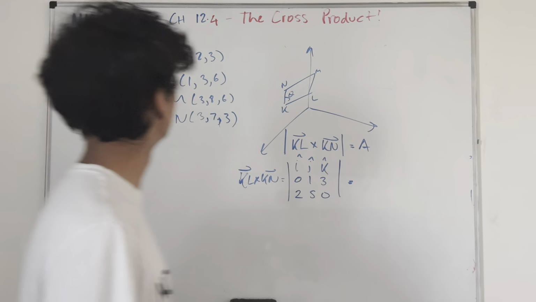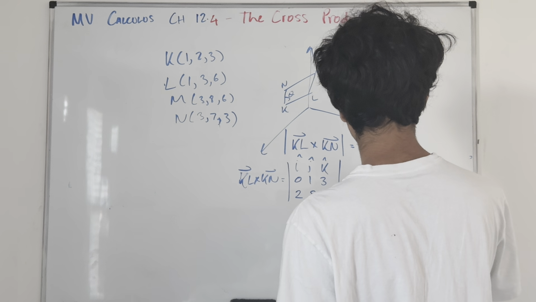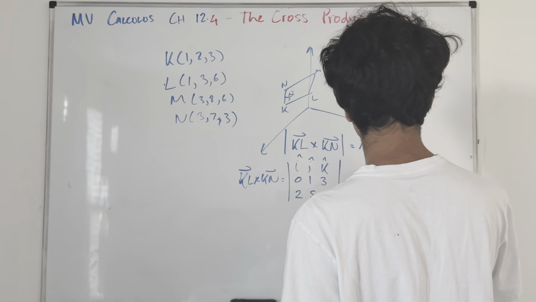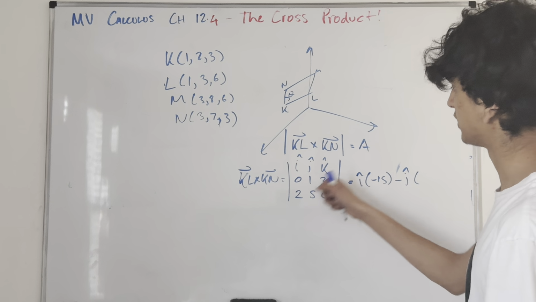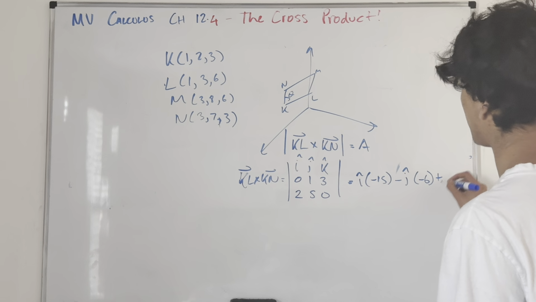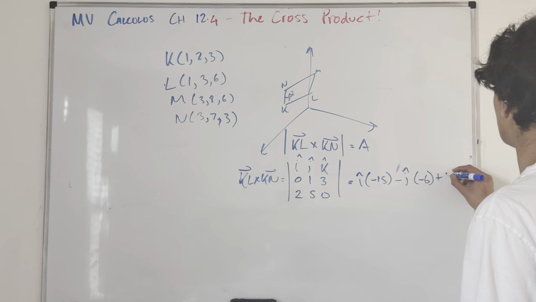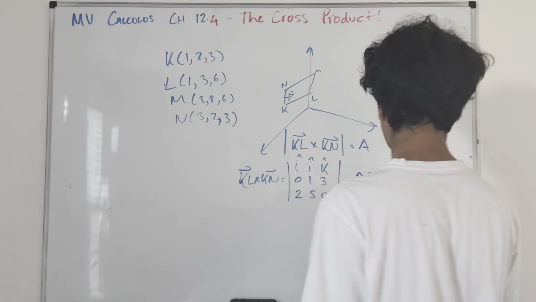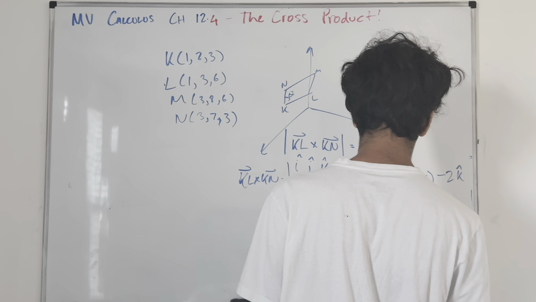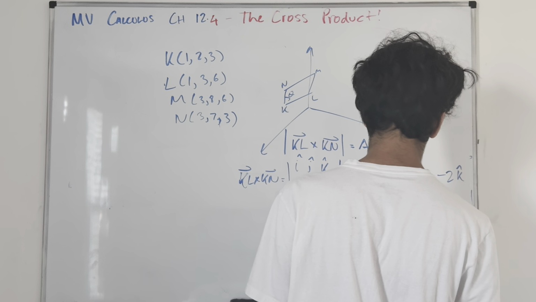So we're going to do our i hat, so 1 times 0 is 0, and then 5 times 3 is negative 15, minus j hat. So then 0 times 0, and then minus 2 times 3 is negative 6, plus k hat, 0 times 5, and then plus 2 times 1, so 2 k hat, or minus 2 k hat. So I'm doing 0 times 5 minus 2 times 1. So now I get a vector, negative 15, 6, and then negative 2.